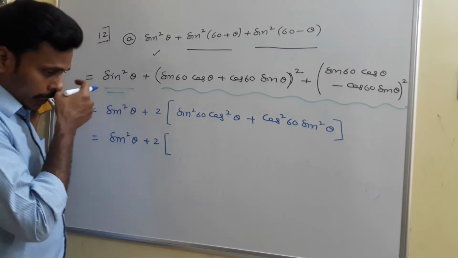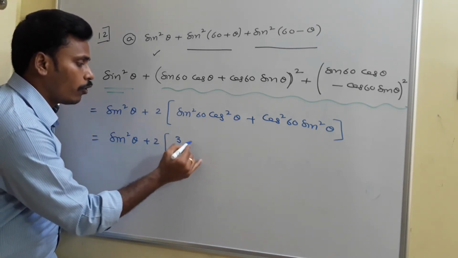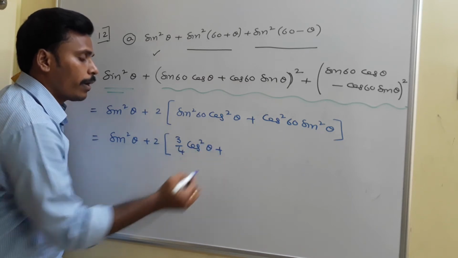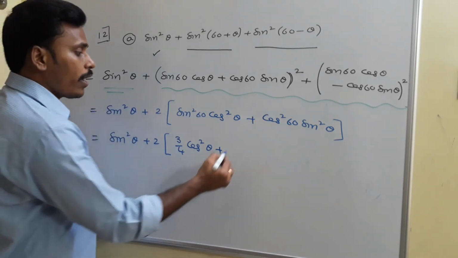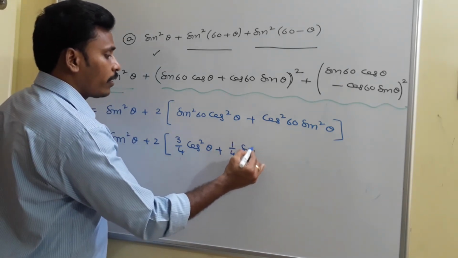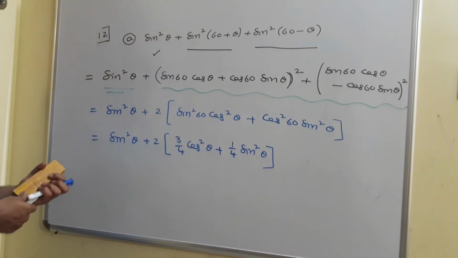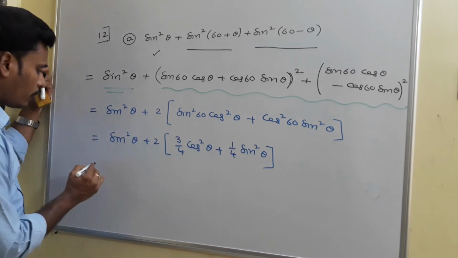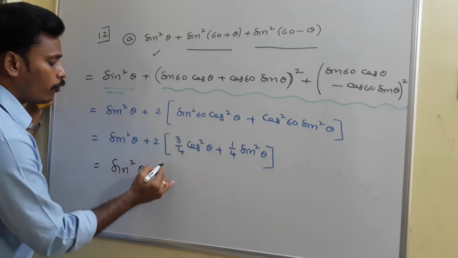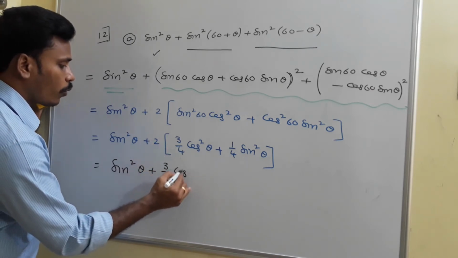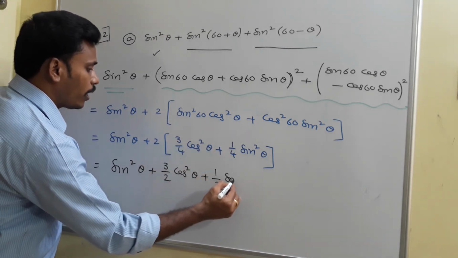Right? Yeah, and the next step, this is equals to sin square theta plus 2 into sin square 60. Sin 60 is root 3 by 2 and its square is 3 by 4. So 3 by 4 cos square theta plus cos square 60. Cos 60 degrees is 1 by 2 and its square is 1 by 4 sin square theta. Yeah, now the 2 is there outside. You need to multiply with 2, then it becomes like this. So this is equals to sin square theta plus 2 into 3 by 4, which is 3 by 2 cos square theta, plus 2 into 1 by 4, which is 1 by 2 sin square theta.